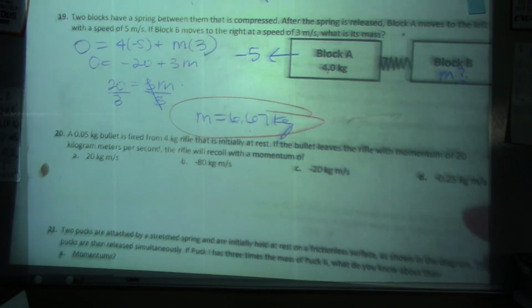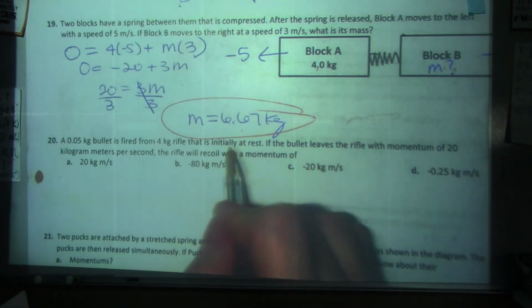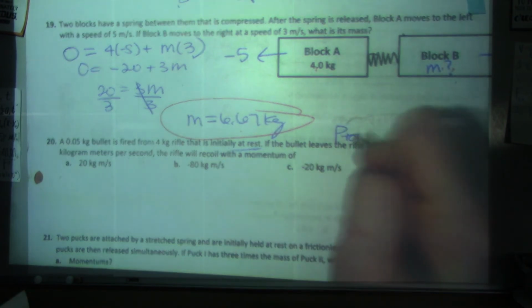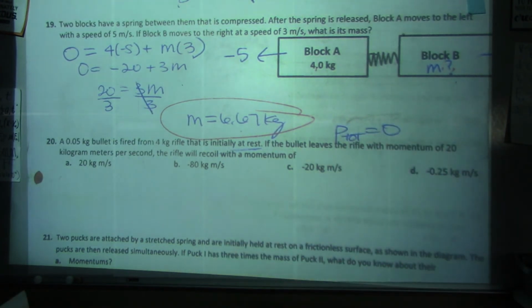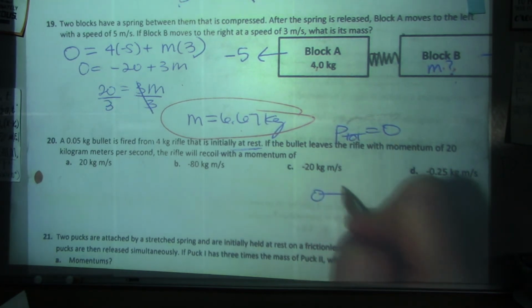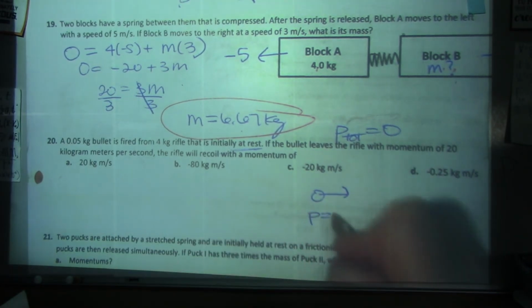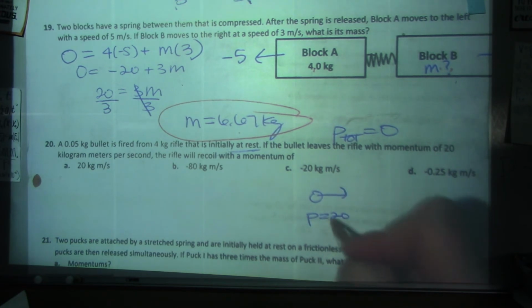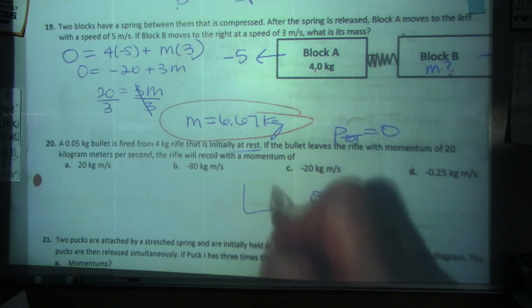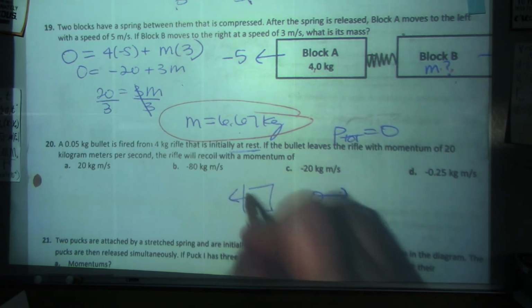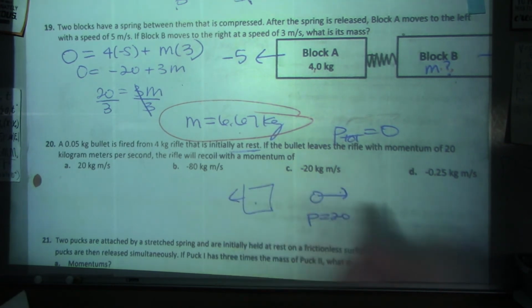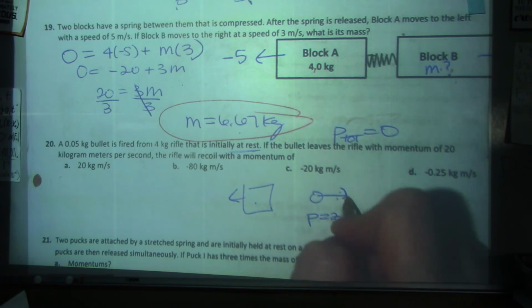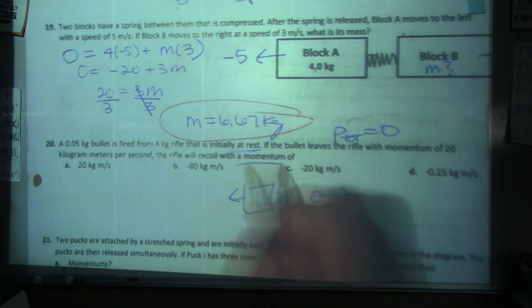We've got a bullet going from a rifle. They were initially at rest, which means the total momentum is 0 before and after, because total momentum stays the same. The bullet leaves with a momentum of 20. So careful there, because a lot of people read that as velocity, but it tells me the momentum of the bullet is 20, and it's asking what is the momentum of the rifle. Now the rifle does go slower, and this one does go faster, but I'm not asking about velocity, I'm asking about momentum.